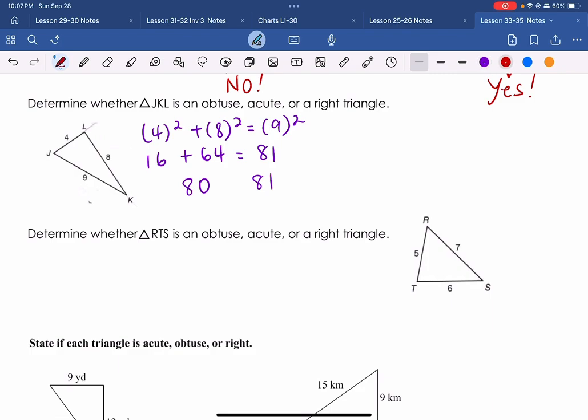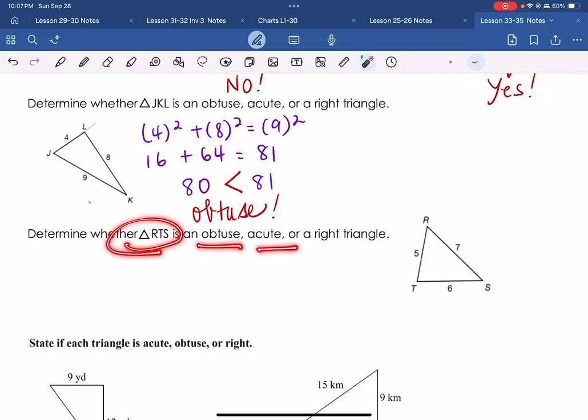That means that the C, right? The C is bigger. Therefore, it is obtuse. When the C is bigger, it's obtuse. Okay, you try this one. Determine whether this triangle is obtuse, acute, or right. So remember, the largest number is the longest side, which is the C. So pause the video and give this one a shot.